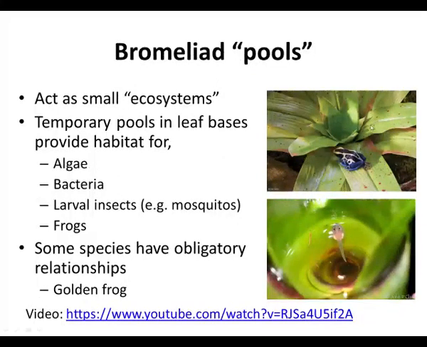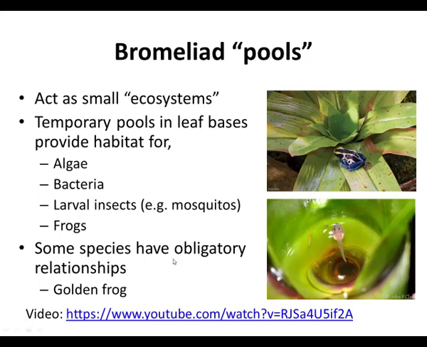So as you can see in this picture, in the middle of the plant, there's a little pool, and these pools actually support algae, bacteria, lots of larval insects, including mosquitoes, and amphibians. So it actually acts as an independent ecosystem. So there's tons of little ecosystems on top of these huge branches of tropical trees.